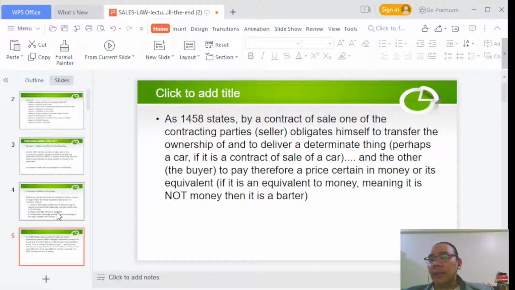Article 1458 states, by the contract of sale, one of the contracting parties, which is the seller, obligates himself to transfer the ownership of and to deliver a determined thing, perhaps a car, if it's a contract of sale of a car, and the other, which is the buyer, to pay a price certain in money or its equivalent. If it's not money, then that's what you call a barter.